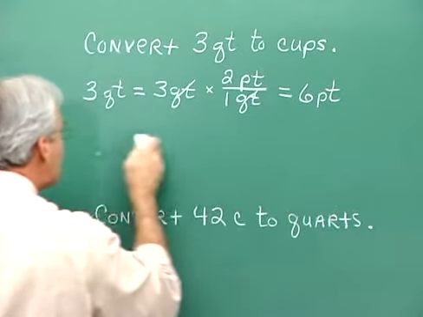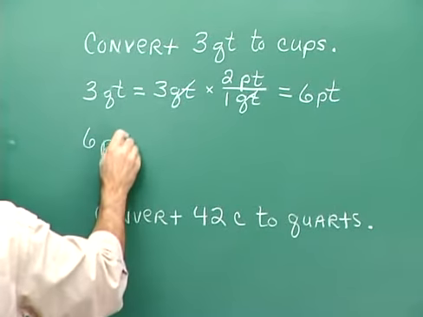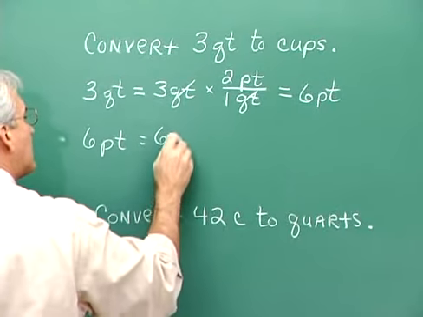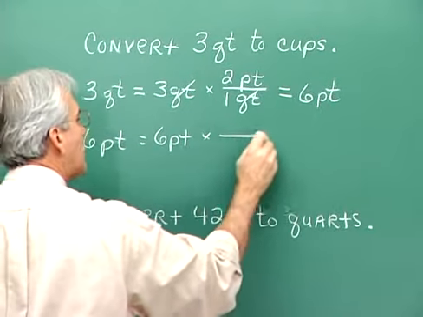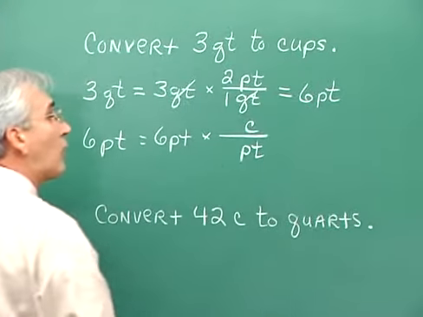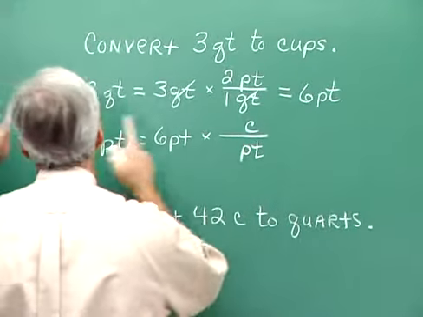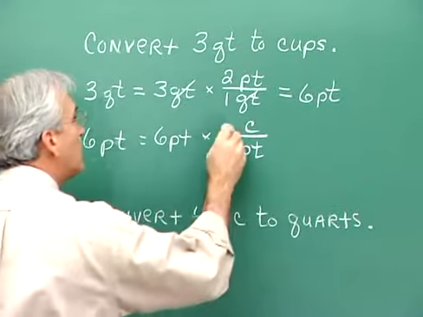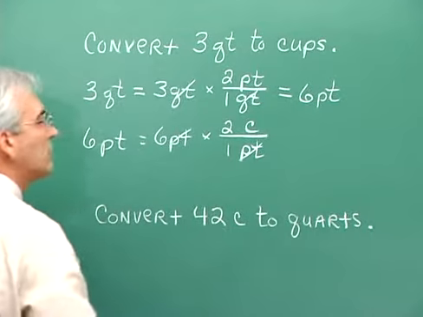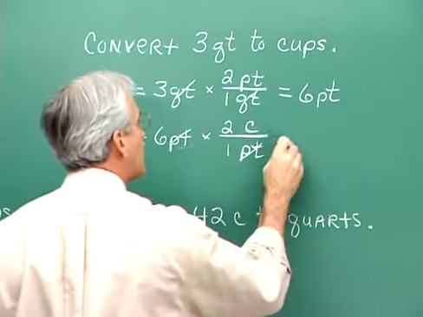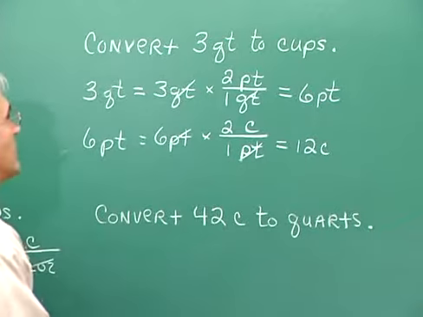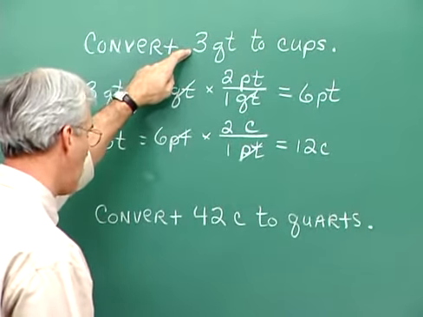You see, now we take the 6 pints, and we can convert that into cups like this. So it's 6 pints times a fraction with pints in the denominator and cups in the numerator. And from the chart, we know that it takes 2 cups to make 1 pint. So we write this. The pints go out. You see, and we have 6 times 2, 12 cups. So 12 cups then is 3 quarts.